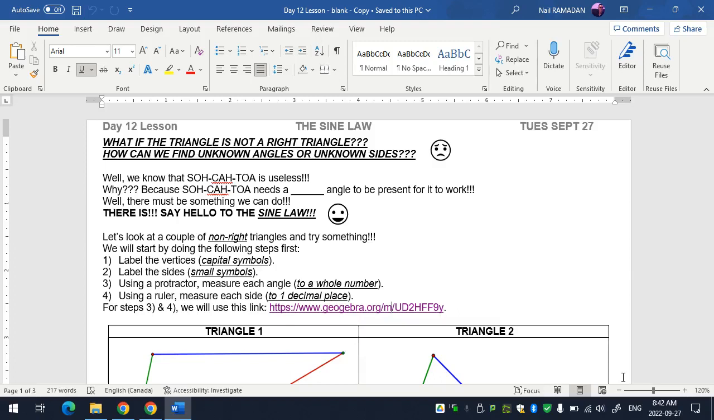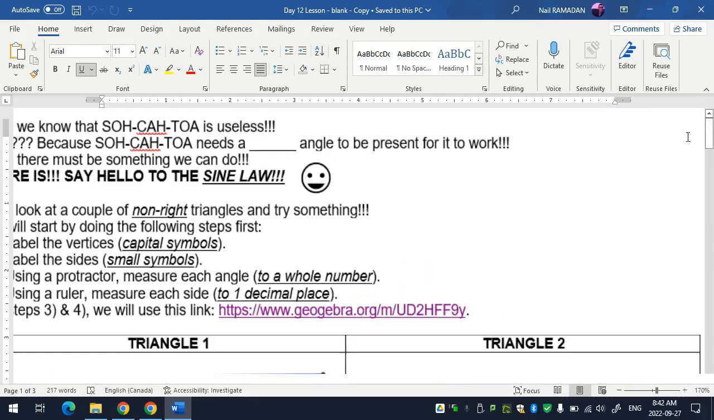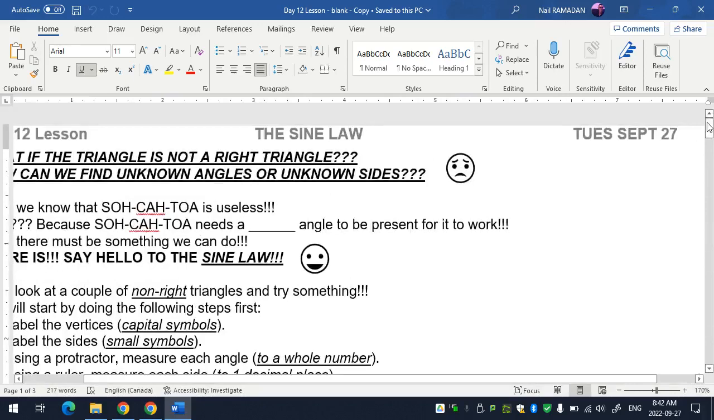Absolutely not. We actually have two ways. So today and tomorrow we learn one way, and Thursday and Friday we learn the other way. So today we start with the new method to find every single thing about a triangle that is not a right angle triangle.